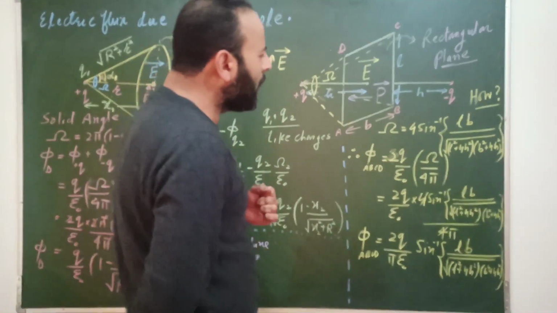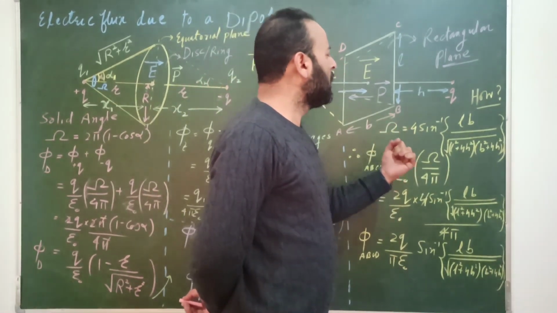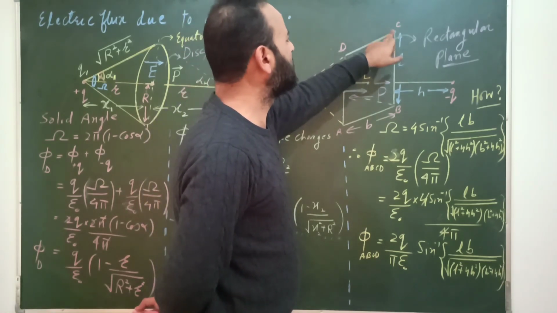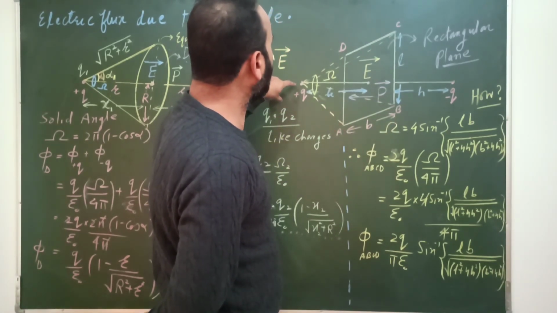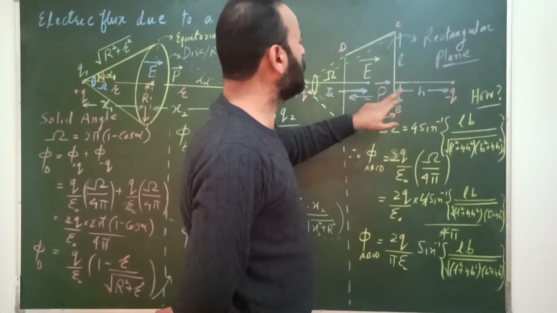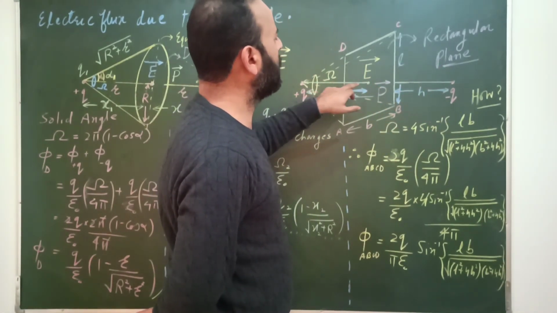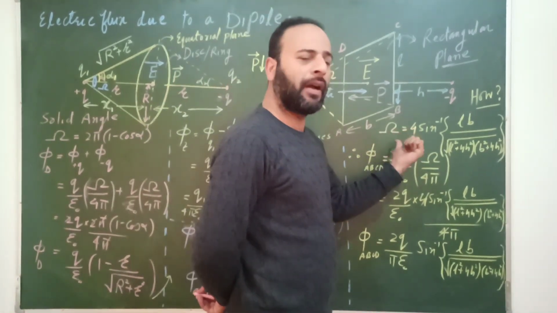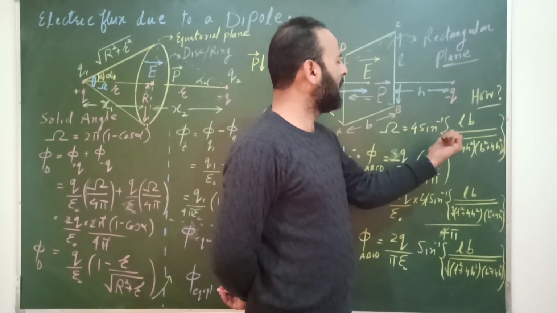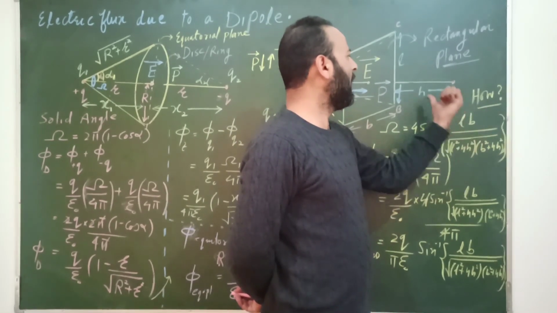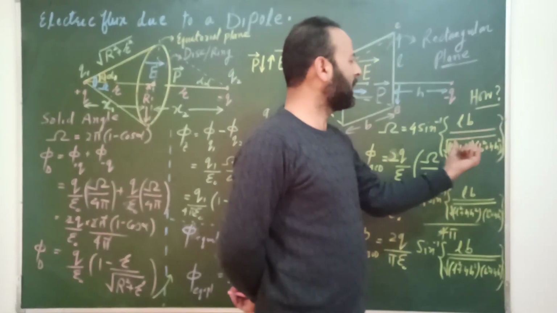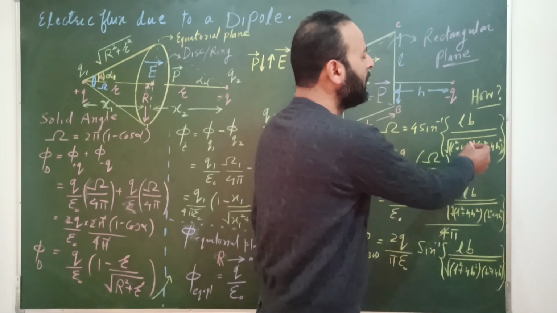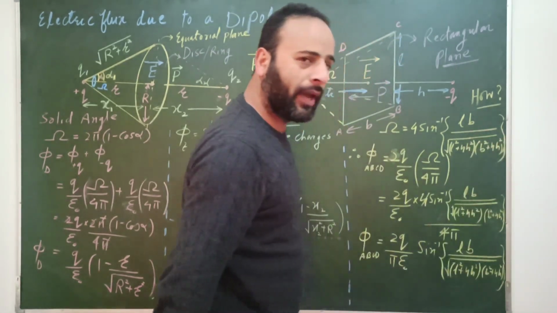Now in this case, again we will use the general concept of solid angle. So what is the solid angle subtended by this rectangular plane at charge plus Q or at charge minus Q, which is at a distance of H from the center of the rectangular plane on its axis? That is given by omega is equal to 4 sine inverse of LB, where L and B are the dimensions of the rectangular plane, divided by square root of L square plus 4H square, then B square plus 4H square.